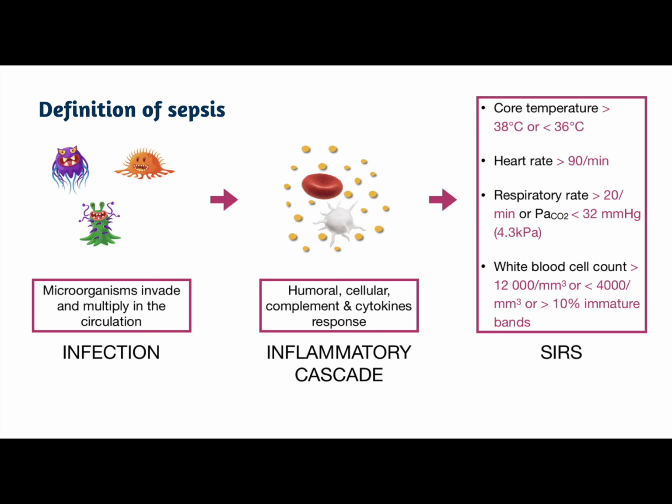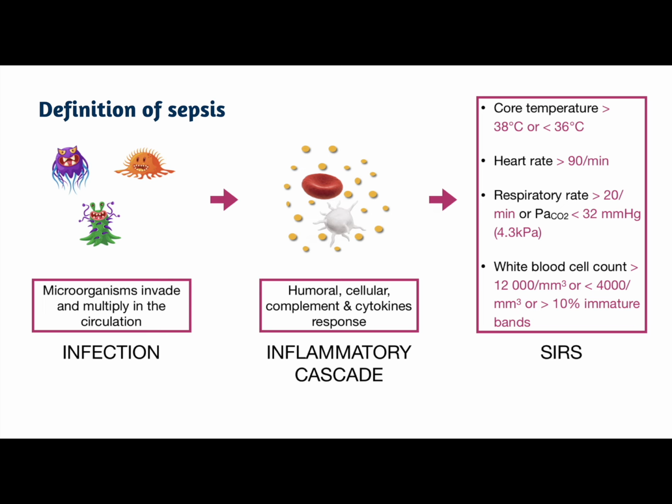Before we proceed with the continuum, let's take a look at how the systemic inflammatory response gets triggered and what follows. As microorganisms invade and multiply in the circulation, humoral, cellular, and complement as well as cytokine responses get stimulated. In SIRS, what happens is that the existing immune system in our body responds to a noxious stimulus in an exaggerated manner, causing destruction rather than protection.